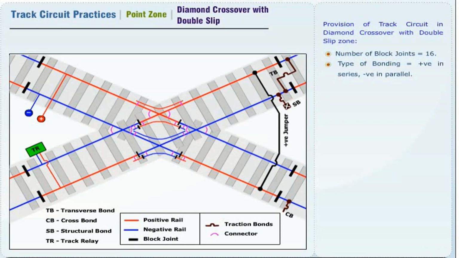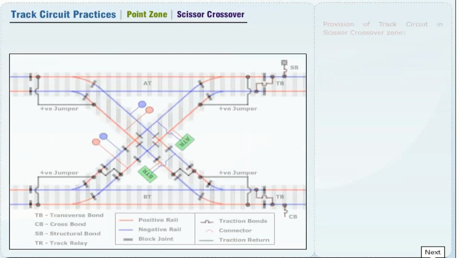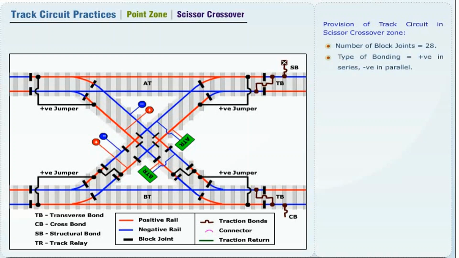Provision of track circuit in diamond crossover with double slip zone. Number of block joints are 16. Type of bonding used is positive in series and negative in parallel. Provision of track circuit in scissor crossover zone. Number of block joints are 28. Type of bonding used is positive in series and negative in parallel.